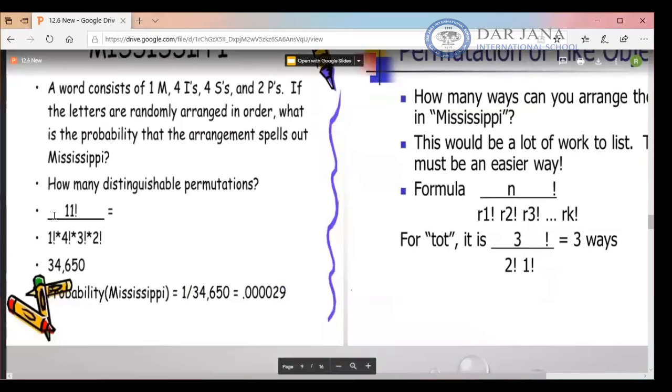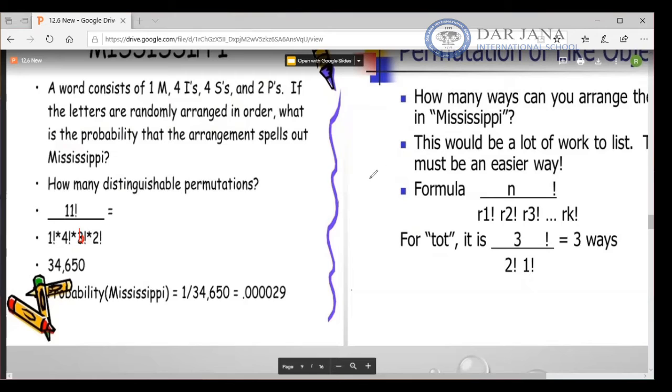This is the rule. In parallel, I did it here on this side. So it's going to be 11 factorial over, you are dividing. I'm going to explain why we are dividing. M is repeated once, so 1 factorial. I is repeated 4 times, 4 factorial. Here it needs to be fixed. Let me fix it. Here it should be 4. P is repeated, S is repeated 4 times, so it's 4 factorial times, P is repeated 2, it's 2 factorial. And this is the answer.